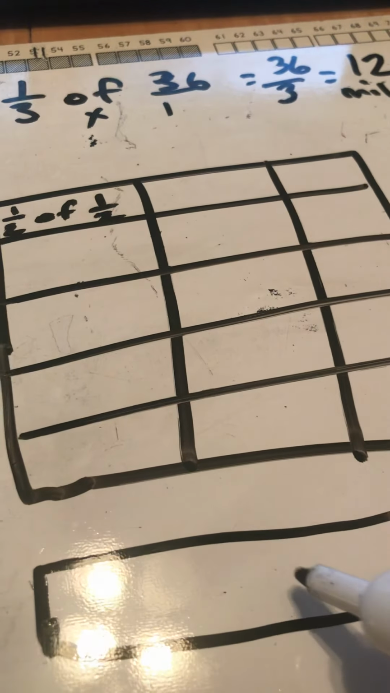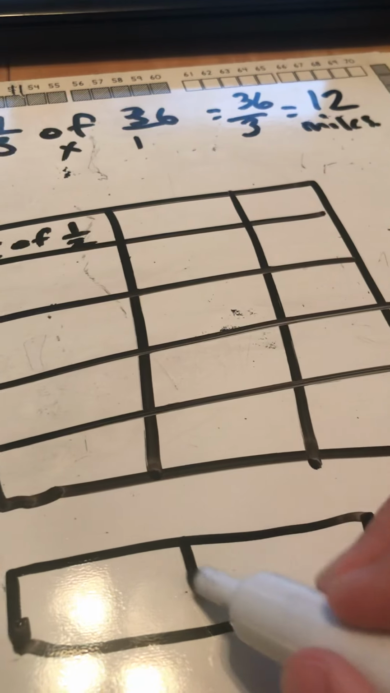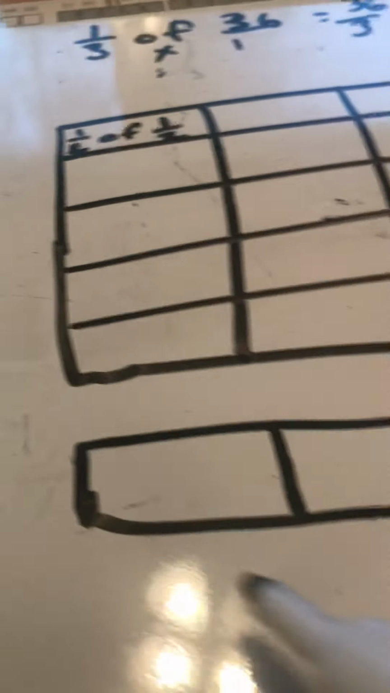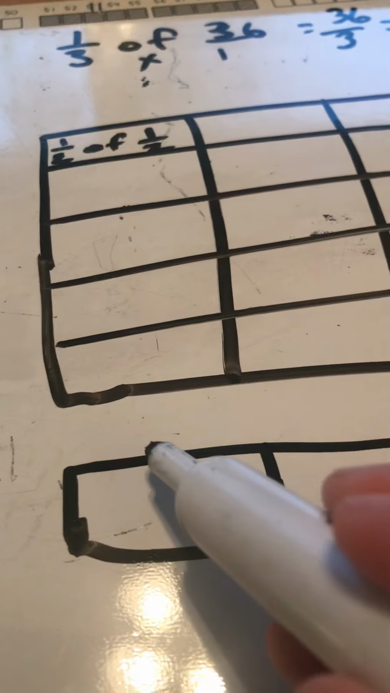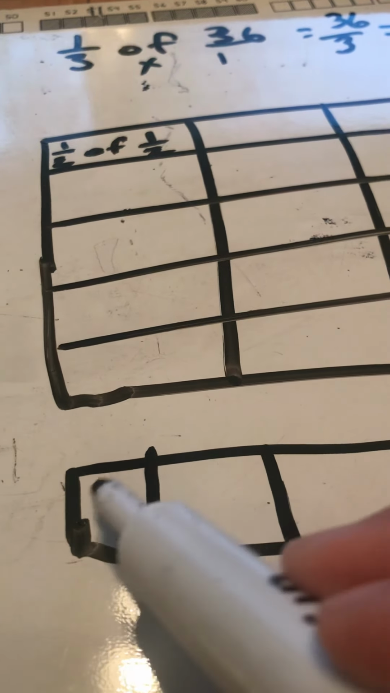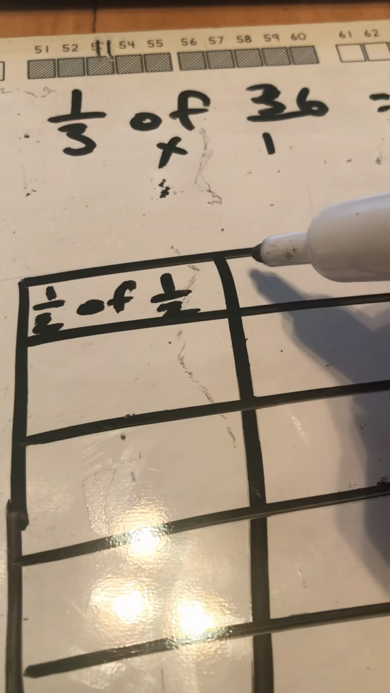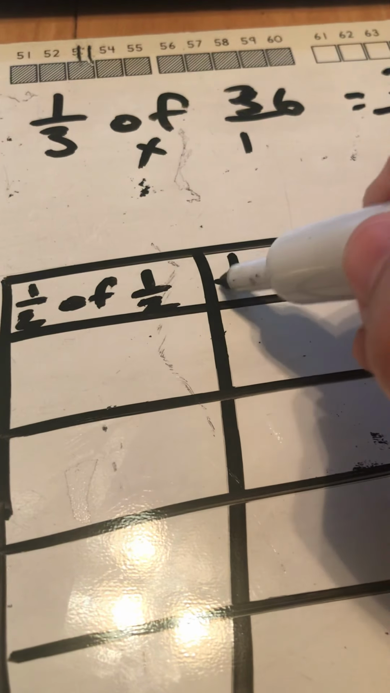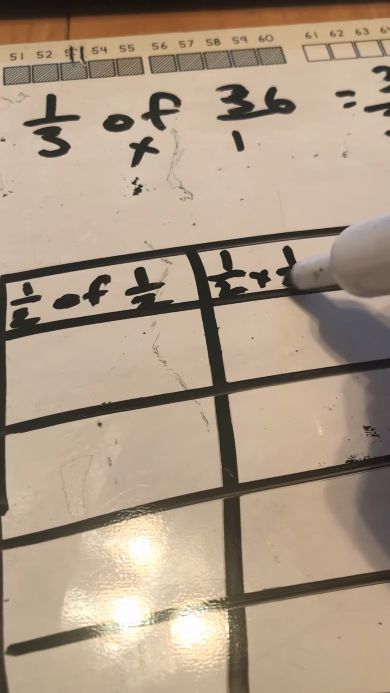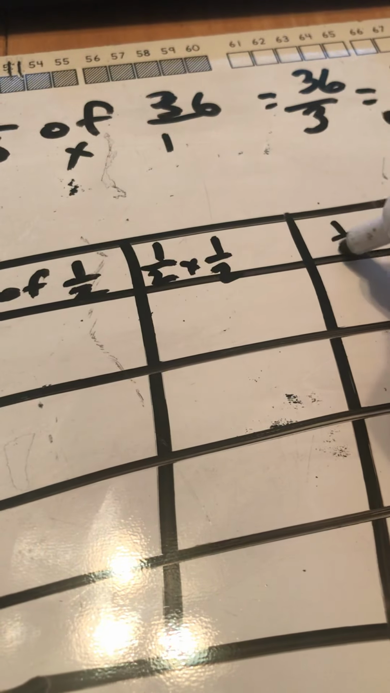So 1/2 of 1/2. If we have a bar here and we cut it in half, we're talking about cutting this piece in half again. And that would be 1/4. So mathematically, that's what it is. So we turn this into 1/2 times 1/2, and we get 1/4.